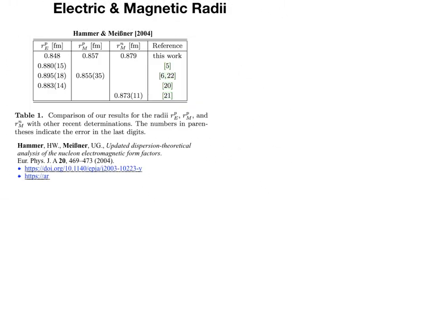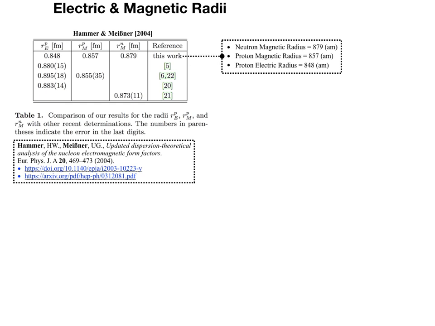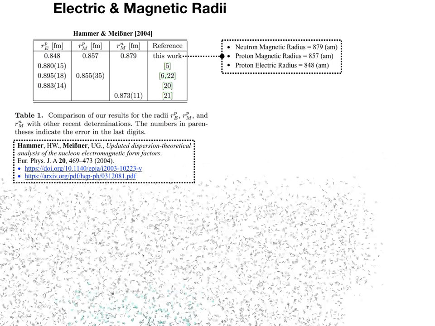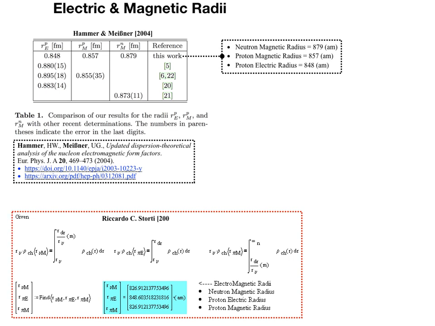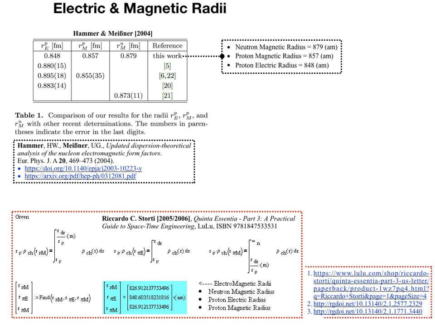In 2004, Hammer and Meissner executed a theoretical investigation in order to decompose specific properties of the proton and neutron, termed electromagnetic form factors. They establish an estimate for the neutron magnetic radius, proton magnetic radius and proton electric radius. Similarly, in the following year, Storti also derived estimates for these properties, as shown. The Storti estimate for proton electric radius matches the Hammer and Meissner estimate precisely, but disagrees with the Hammer and Meissner estimates of proton and neutron magnetic radius. Hence, the disparity between the Hammer and Meissner results, and the Storti results, requires explanation.